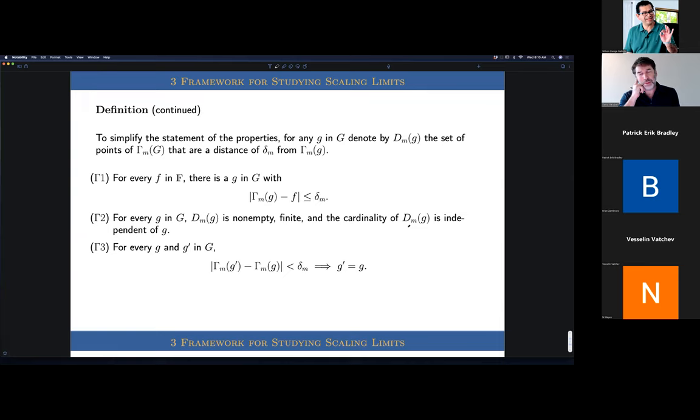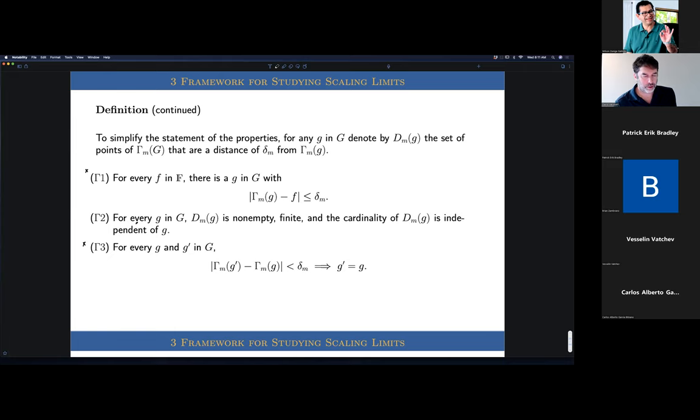So to simplify the statement of these properties, let's just take D_M of G to be the set of points, the image of G under the map gamma M, that are a distance of delta M from gamma M of G. Now, here are the three conditions. This one is very important. I'm actually not 100% sure about this one. Maybe we can talk about that, because I'm not 100% sure if I like this condition in general. It automatically holds for the processes we're looking at, but in general, I'm just not sure.